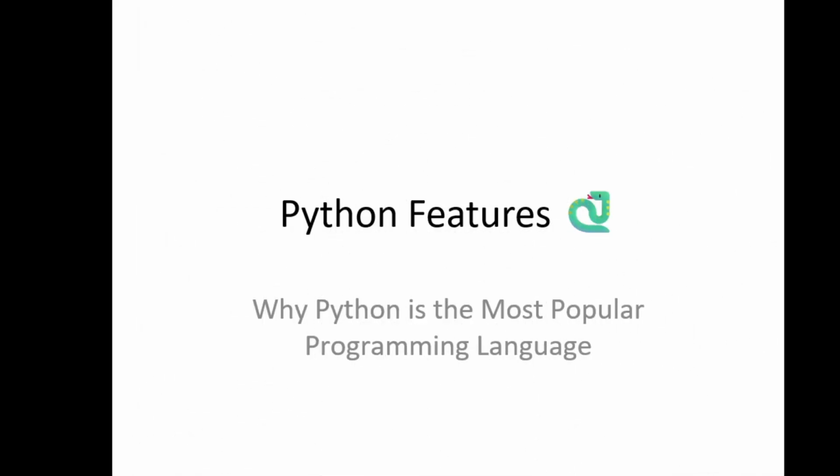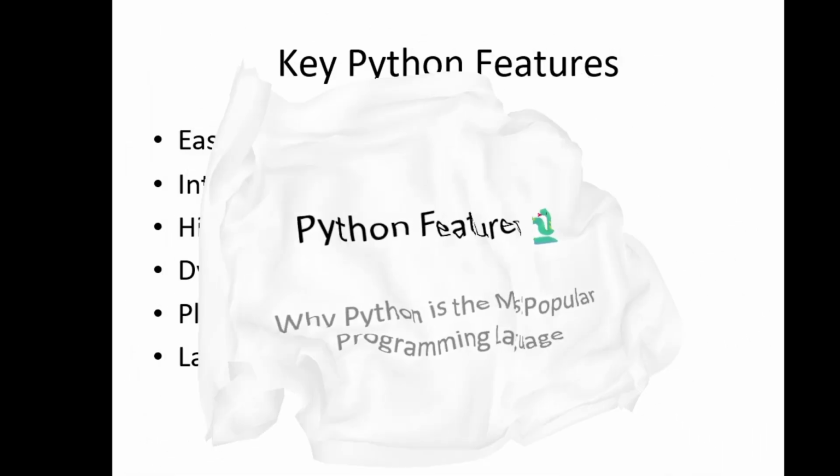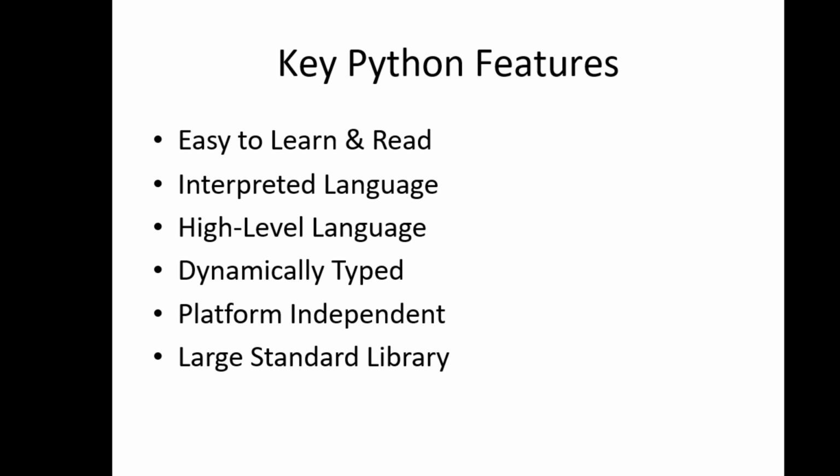Now let's dive deep into Python. Let's start with the Python features. Why is Python so important and so popular? Because it is easy to learn and read, just like the English language. It is an interpreted language, which means Python executes the code line by line. Step by step execution. Python is a high-level language.